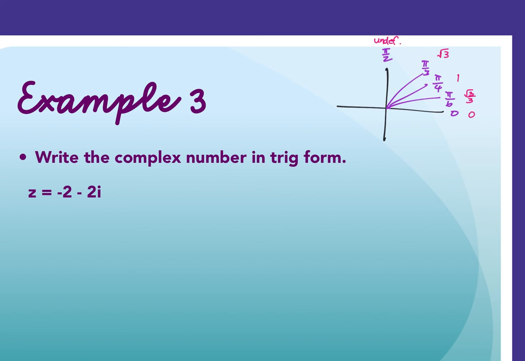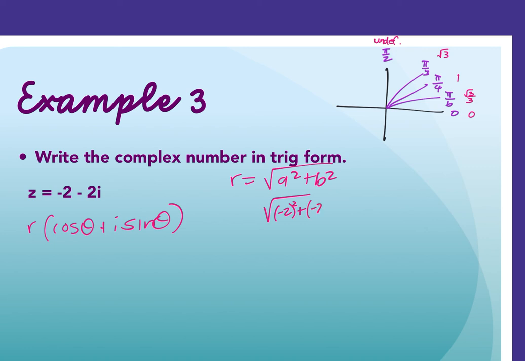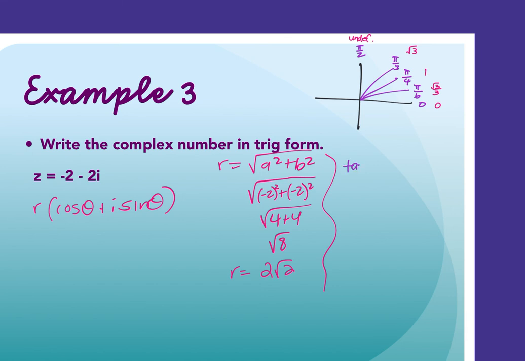So this one says, write the complex number in trig form. Again, I need r times the cosine of theta plus i times the sine of theta. r is the square root of a squared plus b squared. So it's the square root of negative 2 squared plus negative 2 squared. Square root of 4 plus 4, which is square root 8, and that reduces to 2 root 2. That's the r. Then I do tan of theta. Tan of theta is b over a. So tan of theta is negative 2 over negative 2, and tan of theta is 1.